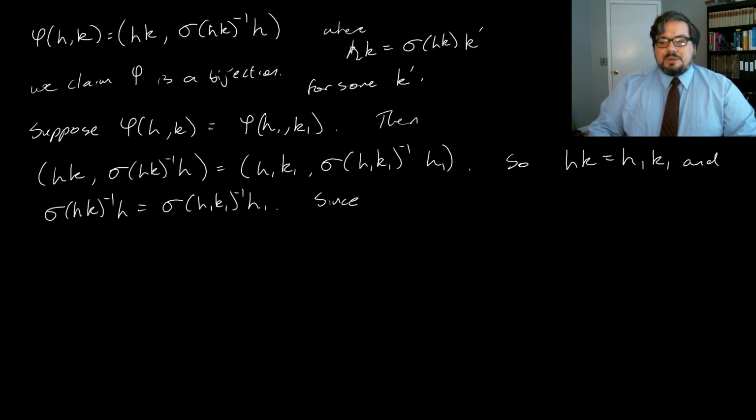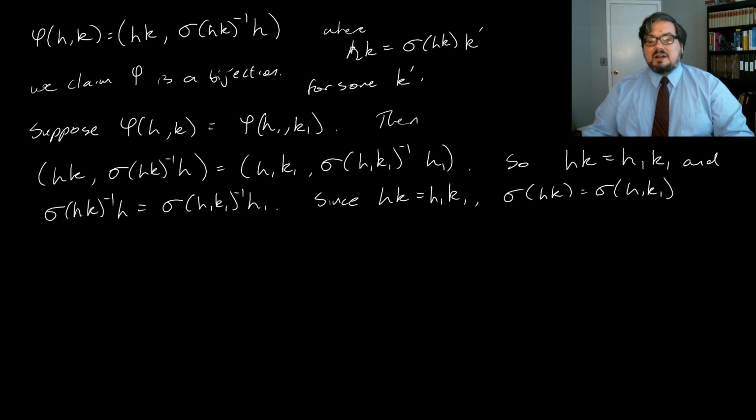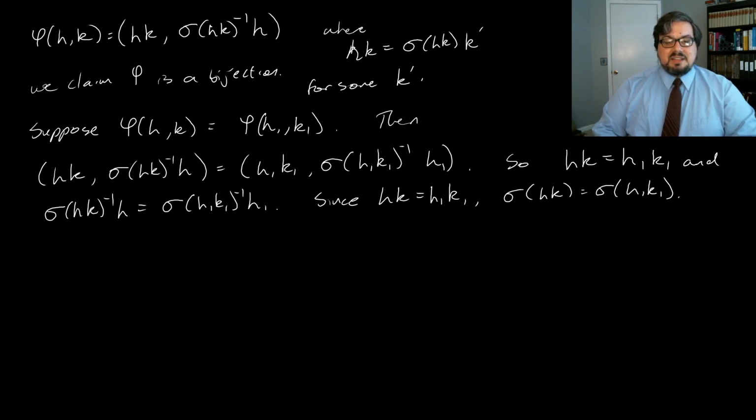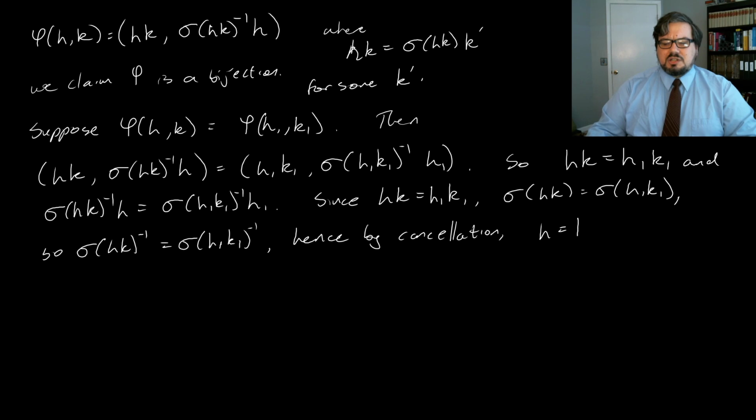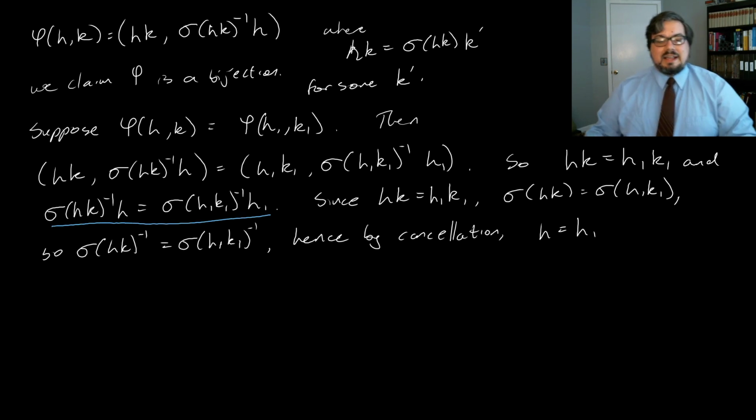So now we have that since HK equals H1 K1, that means that sigma of HK equals sigma of H1 K1, because sigma only depends on the element that we plug in, not on its particular representation. But that means, of course, that the inverses of these two are equal. So those two are equal, and hence, by cancellation on that blue equation right there, we have that H equals H1. We have the same element on the left, and therefore the two elements on the right have to be equal.